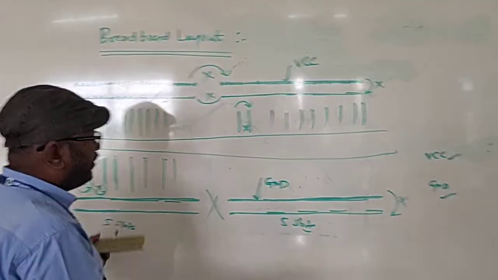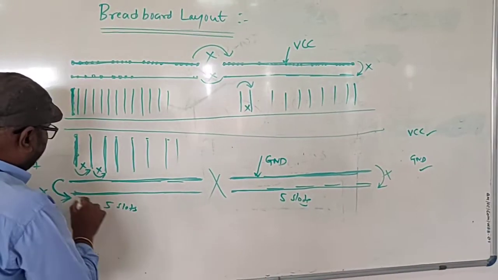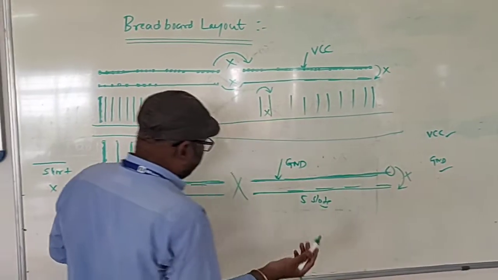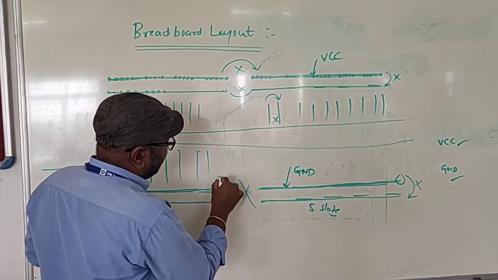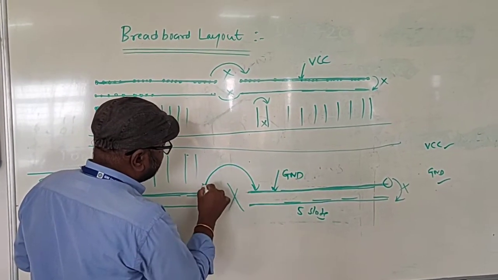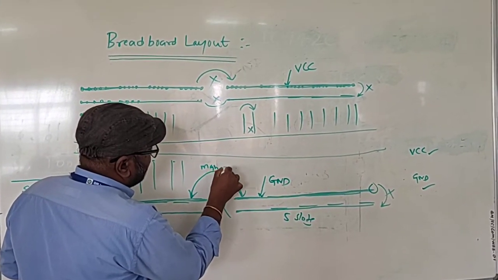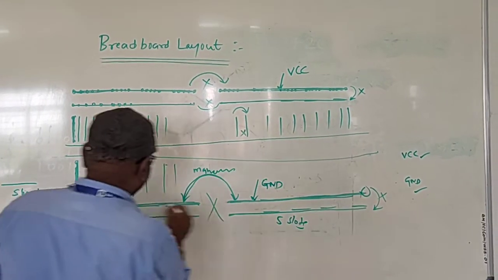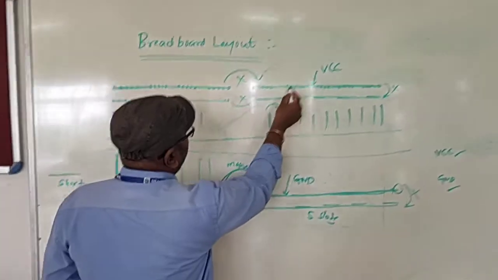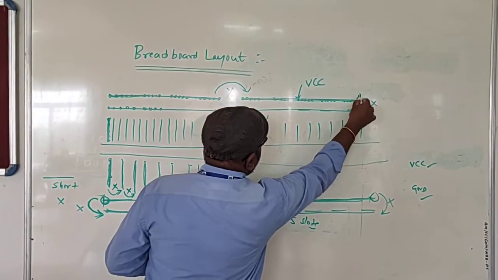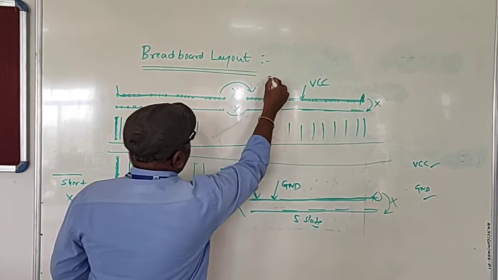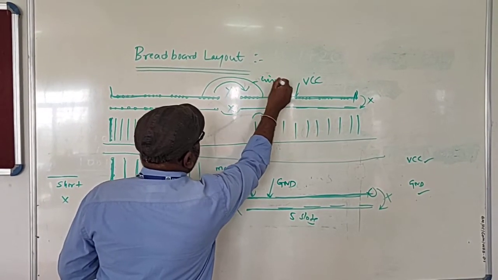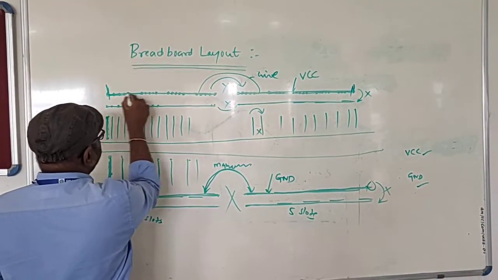Suppose your circuit is a big circuit, and you need the ground point from the start point up to the end point. You need to take one small connecting wire and make a short manually from here to here. If you make a short from here to here, this entire path becomes the ground line. In the same manner, if you need more VCC points from here to here, you have to take one connecting wire manually and make a short from here to here, so that you can have the VCC point from here to here.